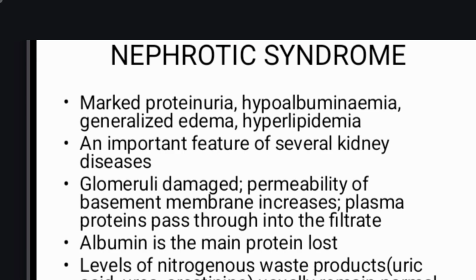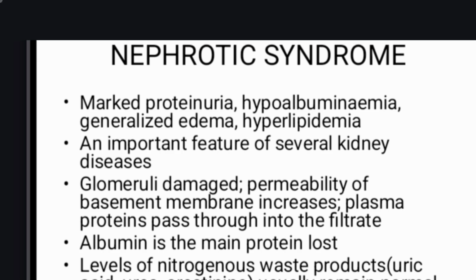So there is marked proteinuria, and there is hypoalbuminemia. Hypo means low. Hypokalemia is low potassium; hyponatremia is low sodium. So hypoalbuminemia is low albumin, and albumin is one of the proteins. There is hypoalbuminemia and generalized edema. There is hyperlipidemia, that is high cholesterol in the blood, in nephrotic syndrome. So it's an important feature of several kidney diseases. In many kidney diseases you have to check the urine, as patients are likely to have that nephrotic syndrome picture, with proteinuria, hypoalbuminemia, and so on.